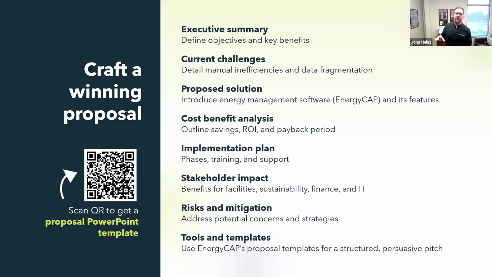A tool that we'd like you to have access to. You can scan this with your phone. We are providing a PowerPoint template that allows you to walk through these major items. So it provides an executive summary, why you're advocating and pushing to get software. You can help define current challenges. What is the proposed solution? So info about what you're suggesting, the cost benefit or ROI analysis, a framework to flesh that out and provide details, implementation plan, how are you going to be onboarded and successful?